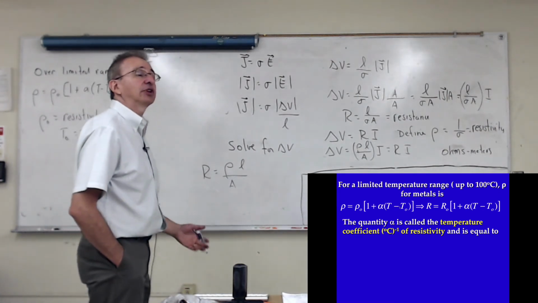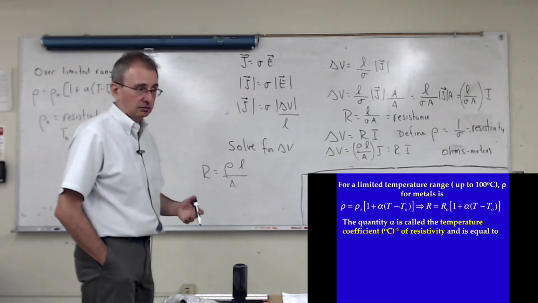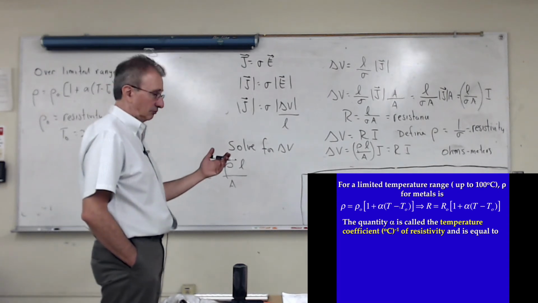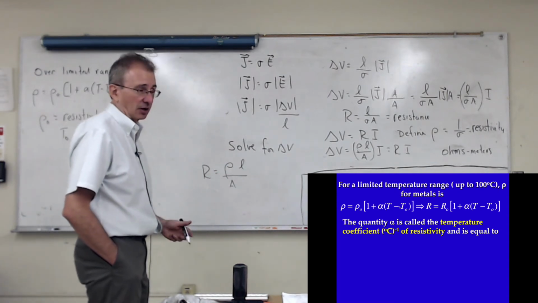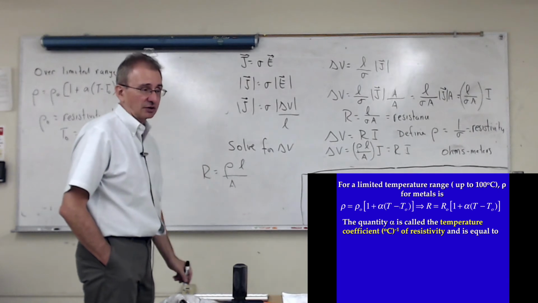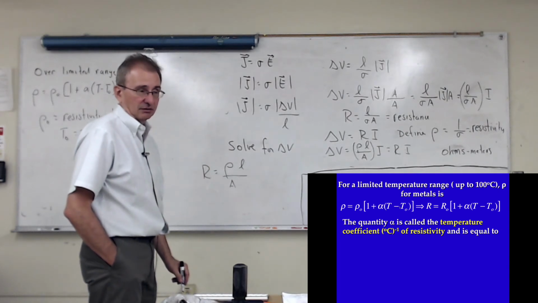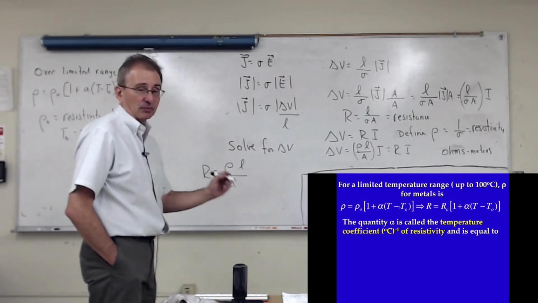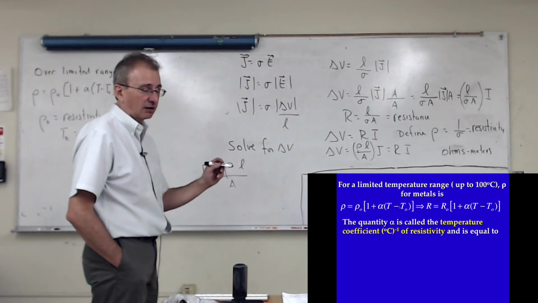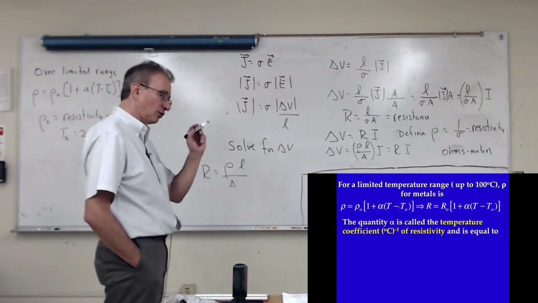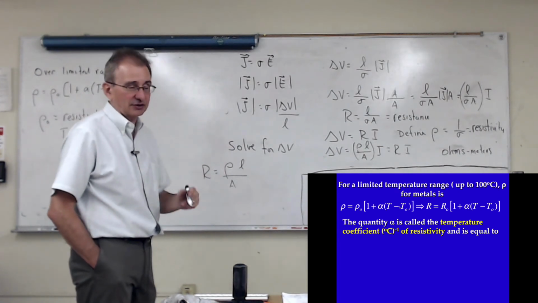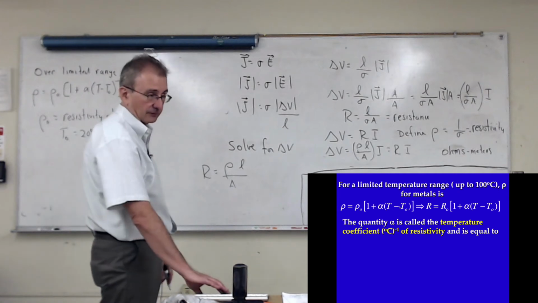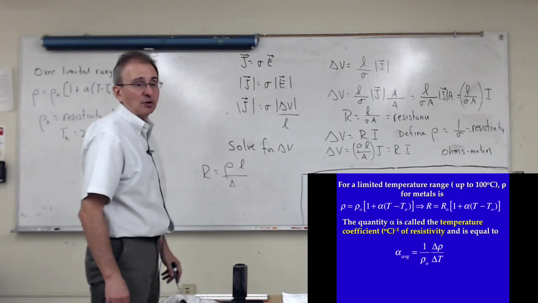So if you have a material that does not obey Ohm's law, whose resistance depends on temperature, you can use that resistor as a thermometer. As long as you know R at any temperature, then you can actually use that resistor as a thermometer. And they do it with platinum.